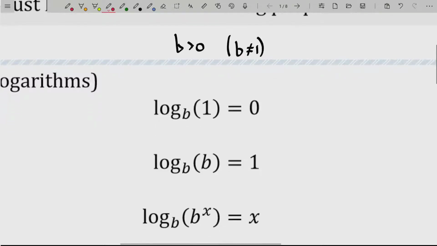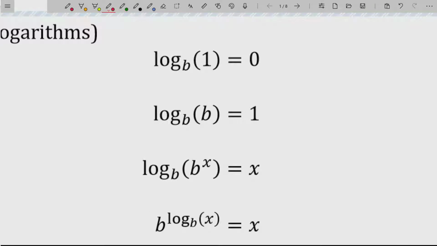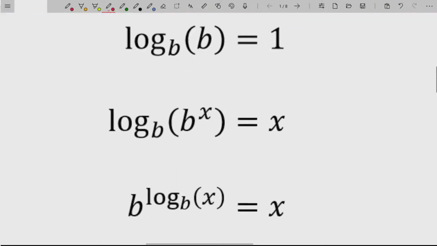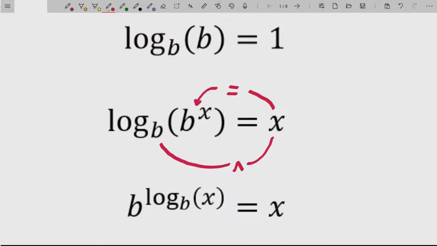Log base b of b itself is 1. Again, because b raised to the first is equal to b. That's why that's true. Log base b of b to the x is x. This is actually one of the most important ones. They're all very important, but this is very, very important. And this is true because b raised to the x power is going to equal b raised to the x power. Very, very simple to write out.